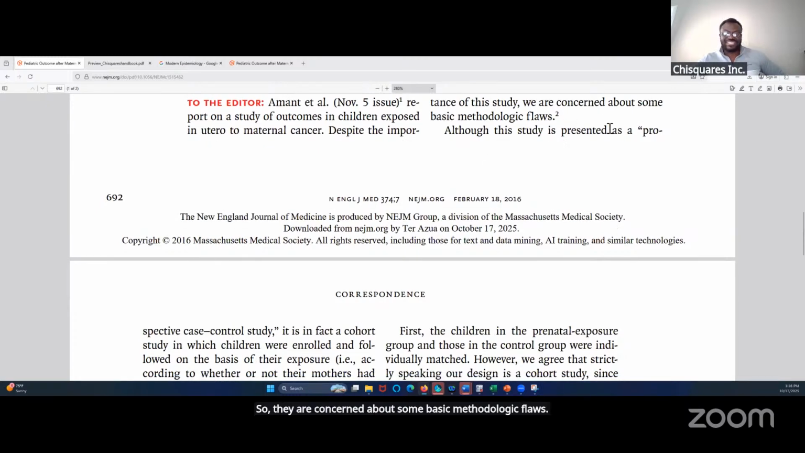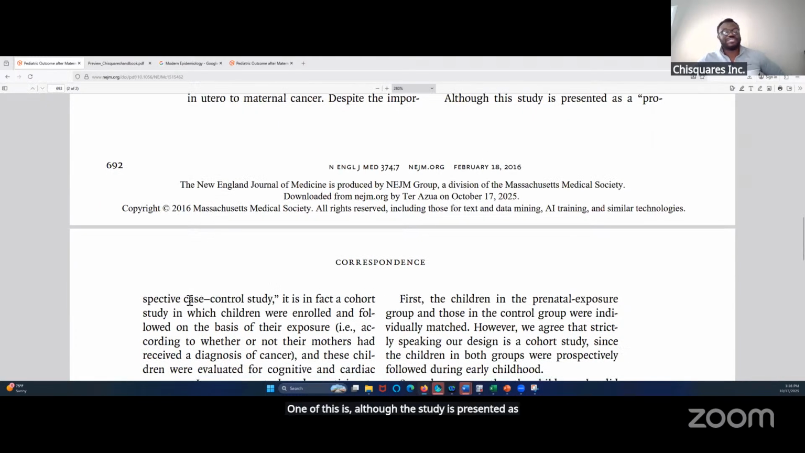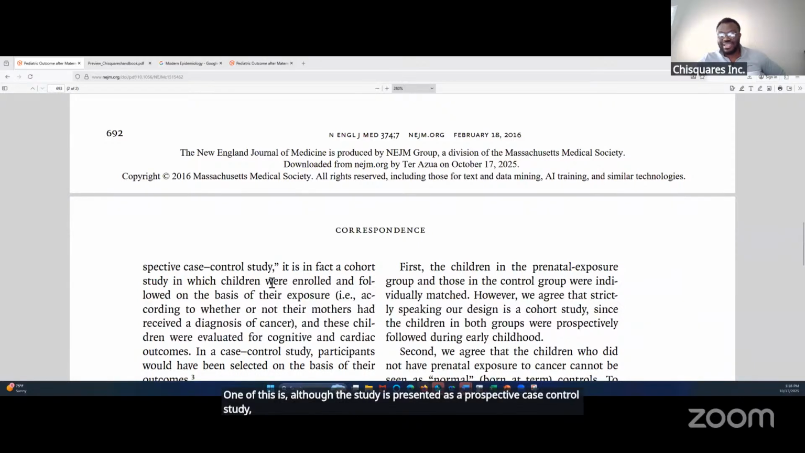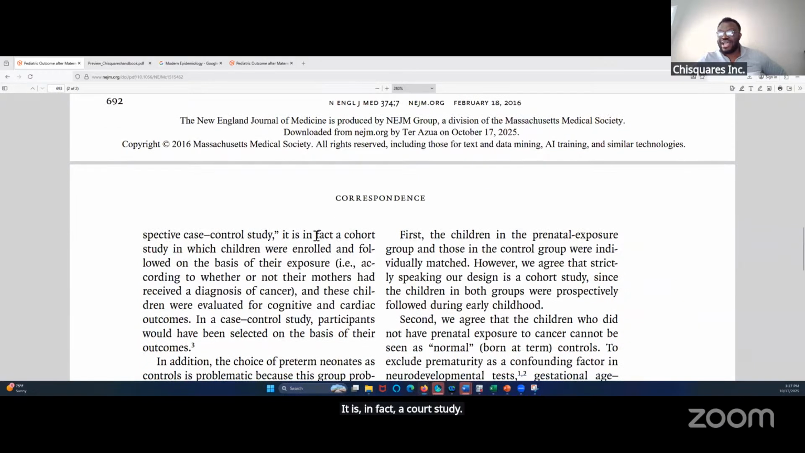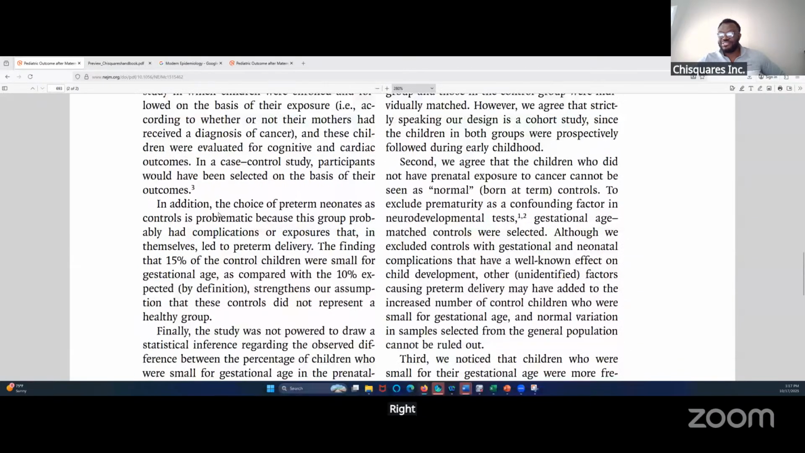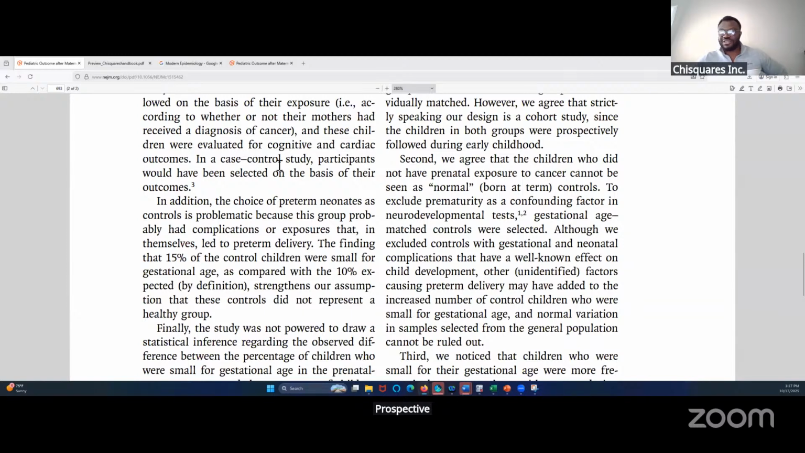One of this is, although the study is presented as a prospective case control study, it is in fact a cohort study, where children were enrolled and followed on the basis of their exposure. That is, according to whether or not their mothers had received a diagnosis of cancer. Right. So it is a prospective cohort.